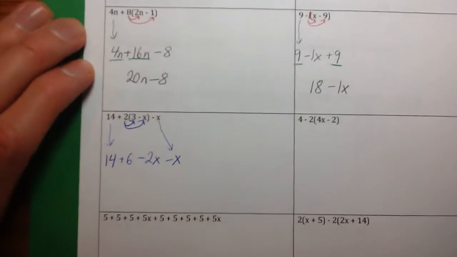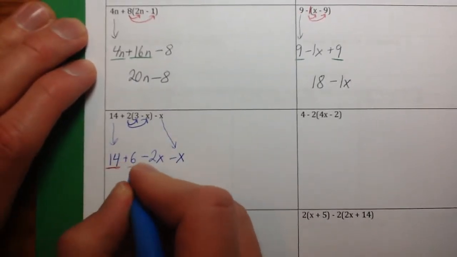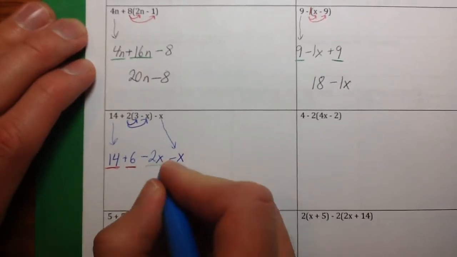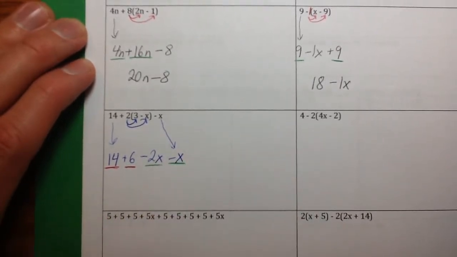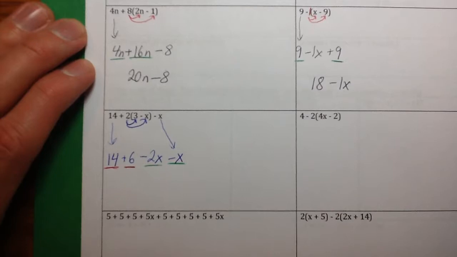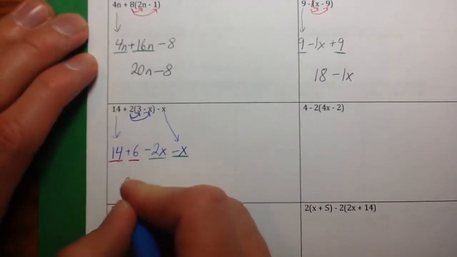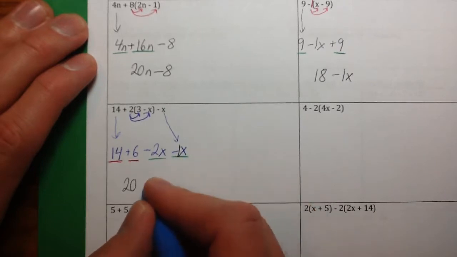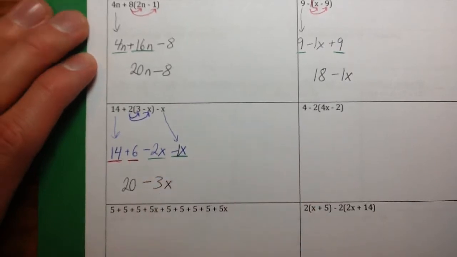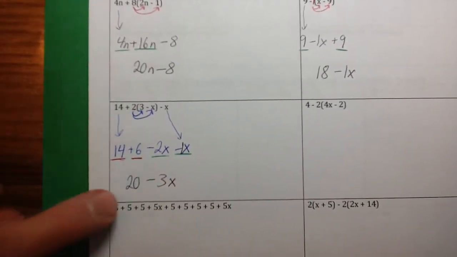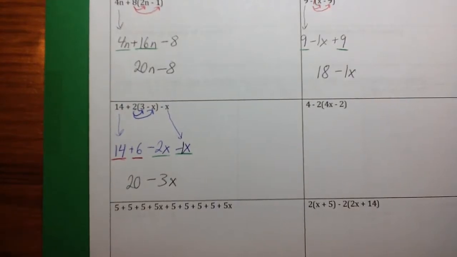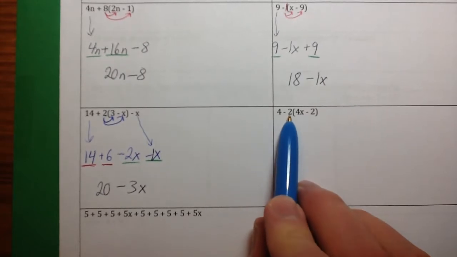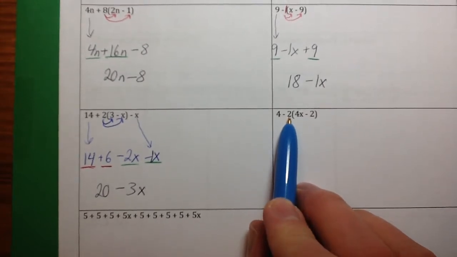And so we will put the numbers together and the x's together just by adding the coefficients or subtracting. So 14 plus 6, 20. Negative 2 minus 1 is negative 3x. They are unlike terms. Don't do 20 minus 3. This ain't 17. All right. 4 minus 2 is not something you would do.